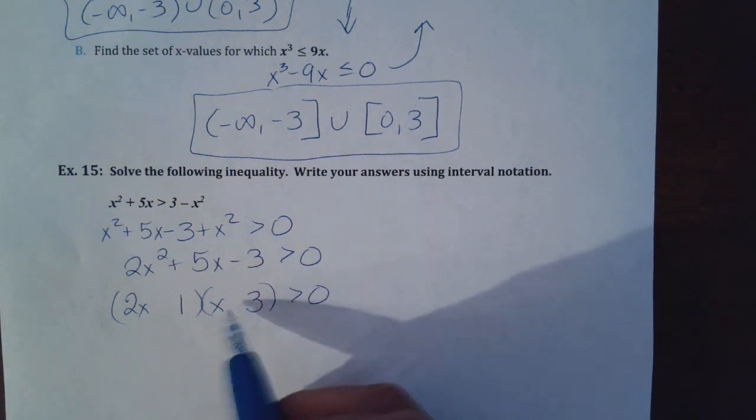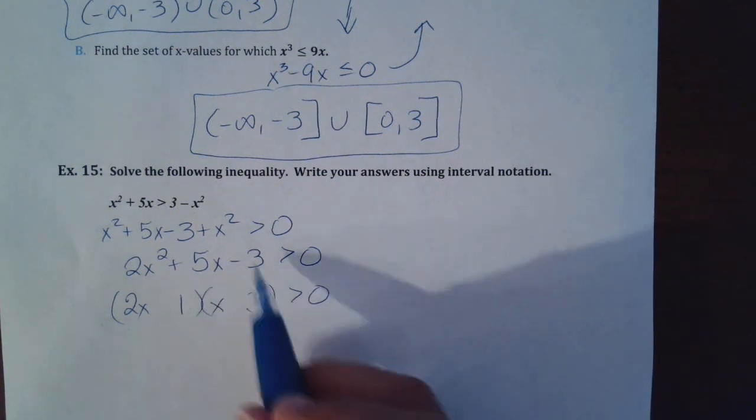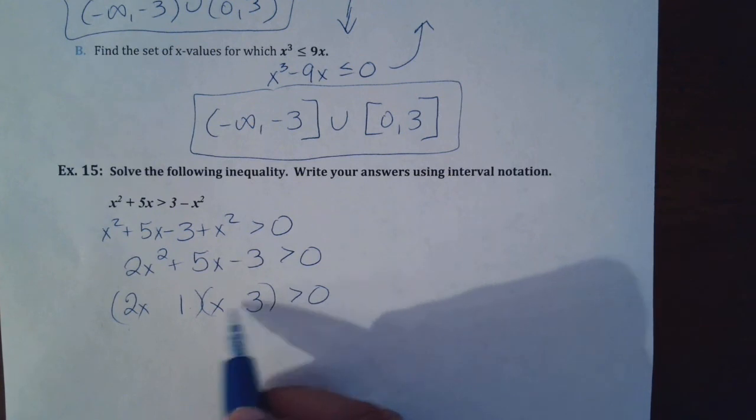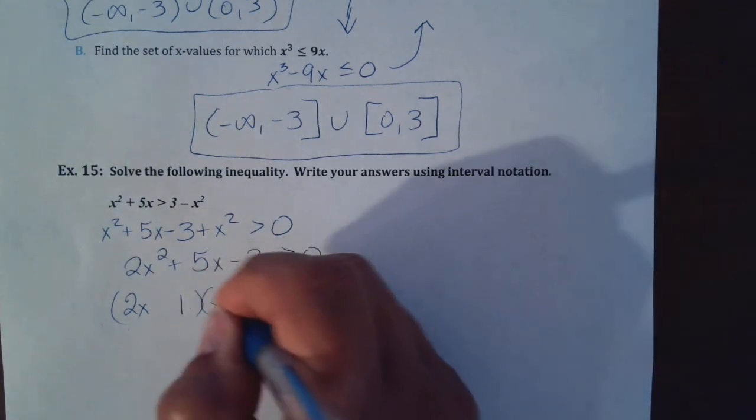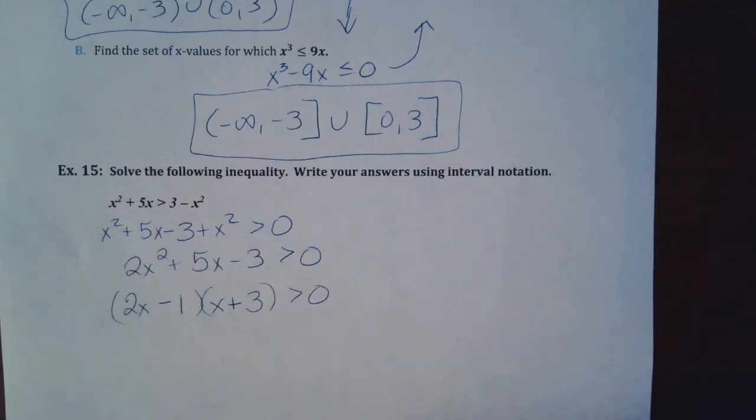If you put them in the other way, you would add to get 5, but that's not how I'm going to get this, because these signs have to be different. In order to get -3, one of these has to be plus and one of these has to be minus. And it has to go that way.